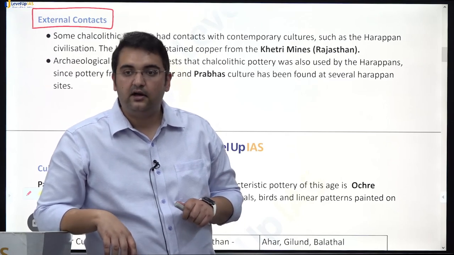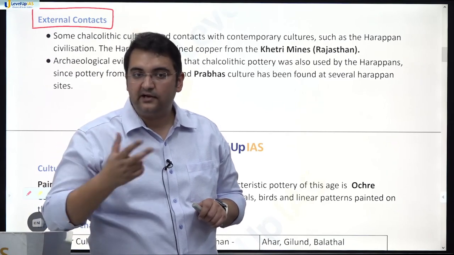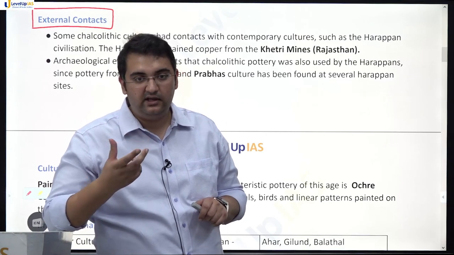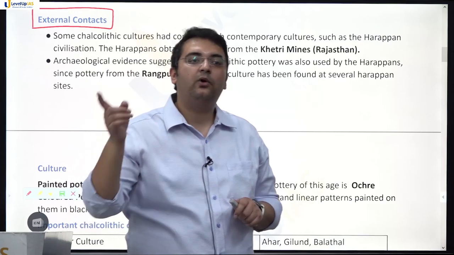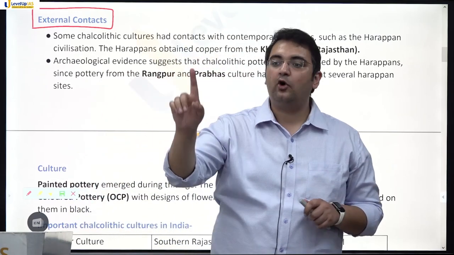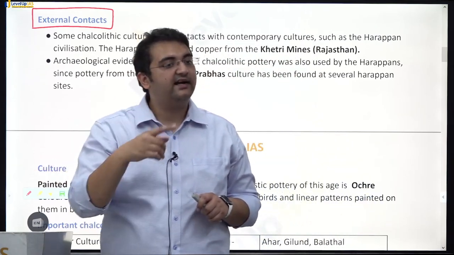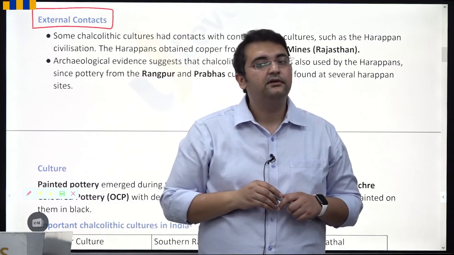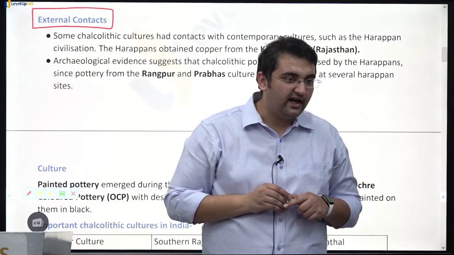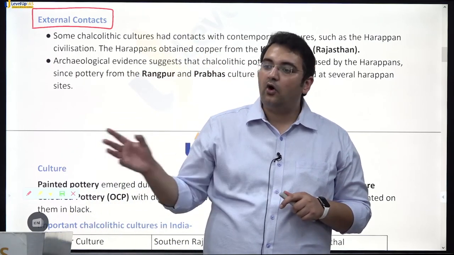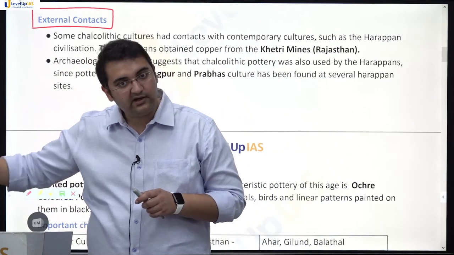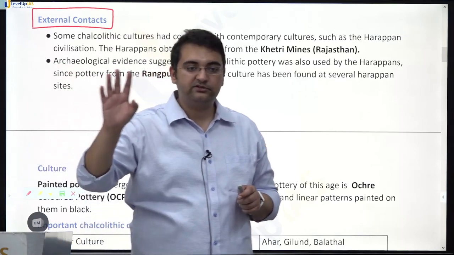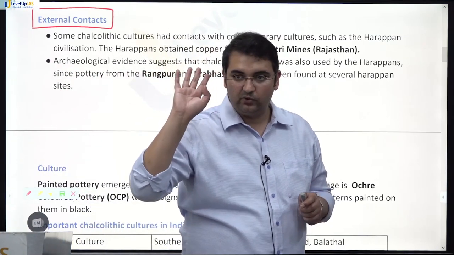Theek hai? Now, what is the defining feature of the Chalcolithic age? Naam mein hai, it is chalco, copper, right? And there was only one primary source of copper in the entire subcontinent. Kahan par? Khetri mines in Rajasthan, right? So all the copper that was used by the Harappans, by the other Chalcolithic people, almost all of it was coming from the Khetri mines only.